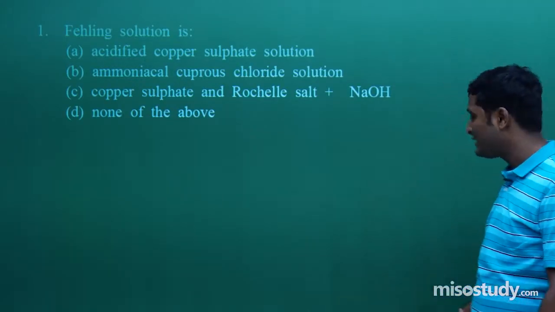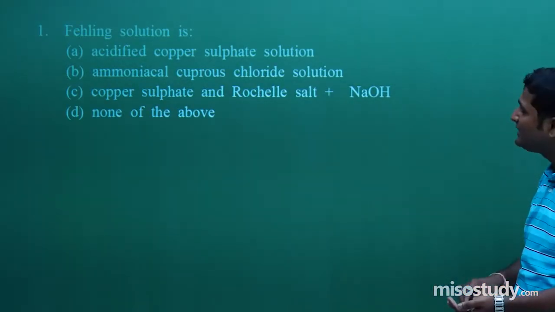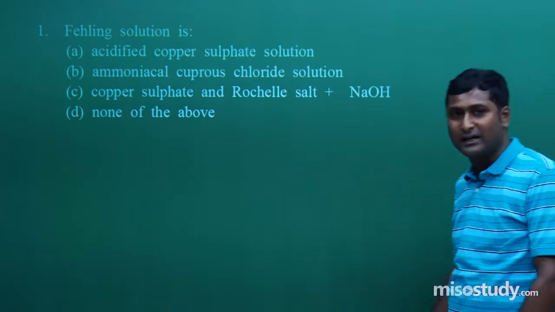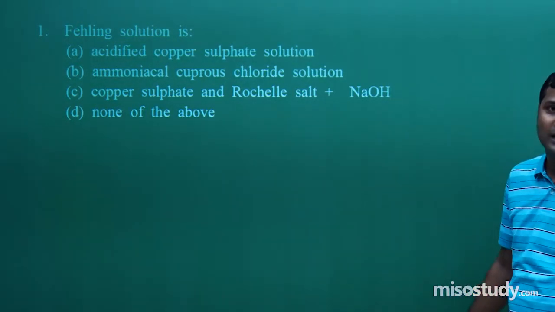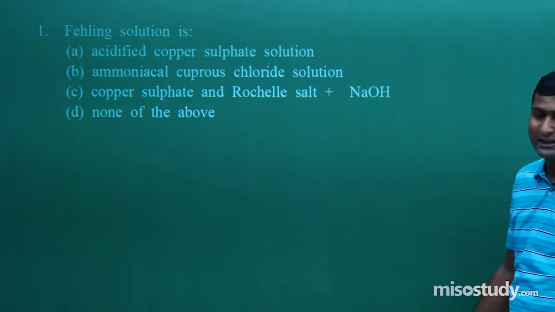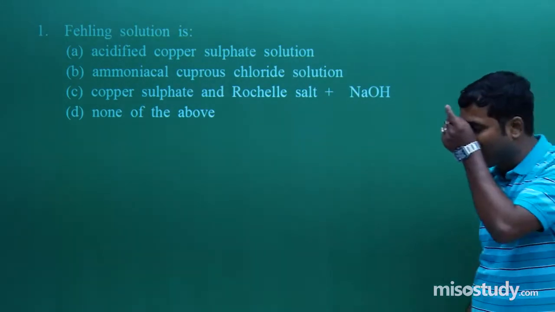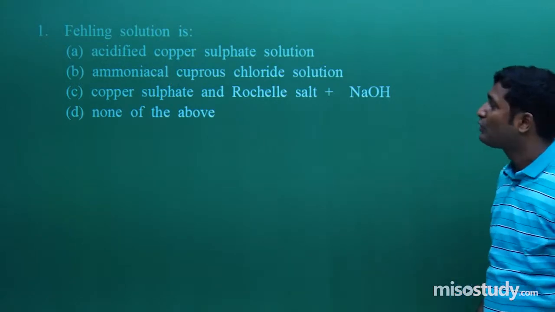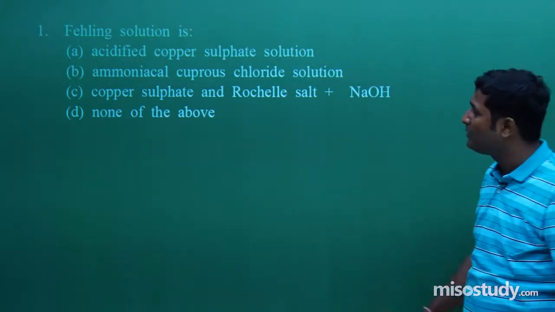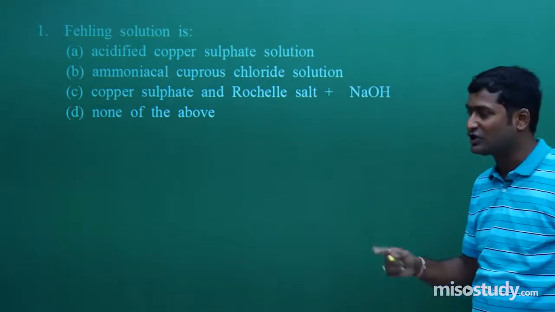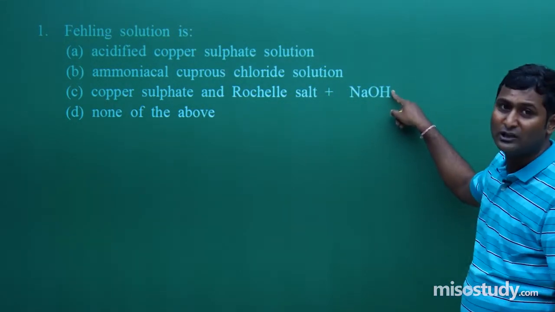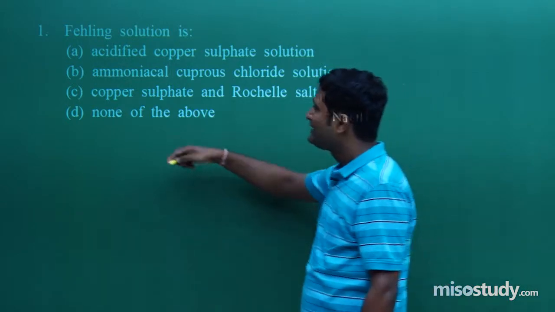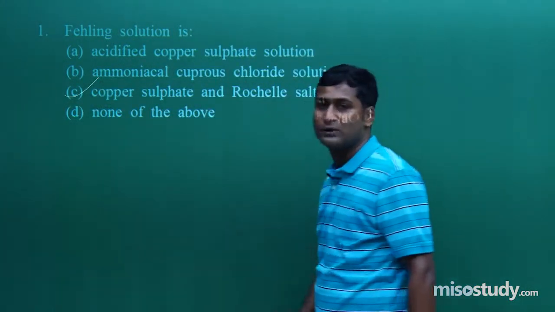Now my first question is Fehling solution. This is a completely theory based question. As we know, Benedict solution, Fehling solution and Tollens reagent are all used as tests for aldehydes, aromatic aldehyde and aliphatic aldehyde. Fehling solution, as I discussed during my lecture, is copper sulfate and Rochelle salt plus NaOH. So for question number 1, C is the correct option.